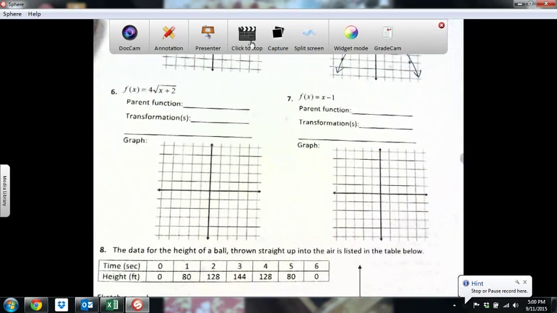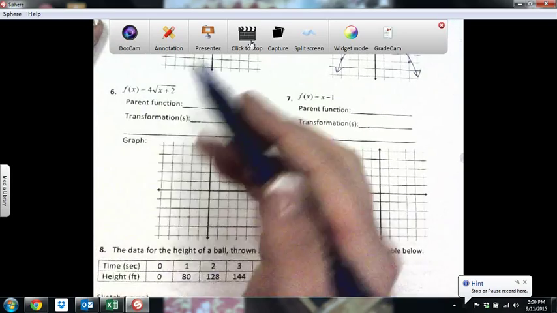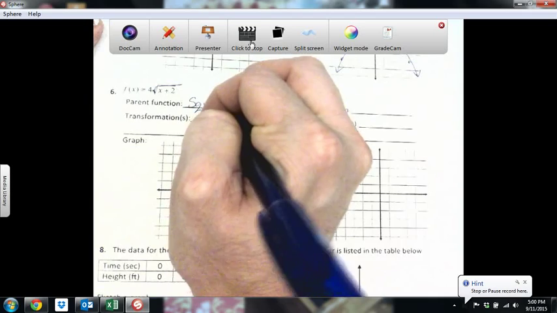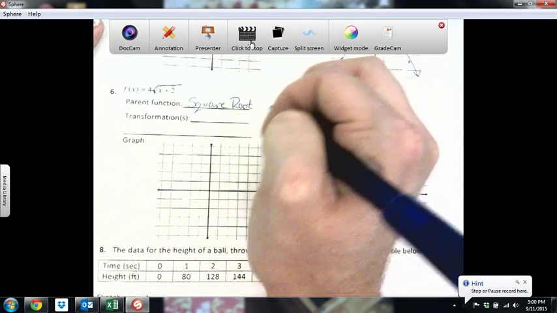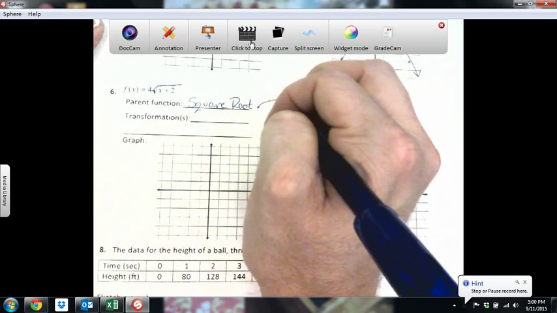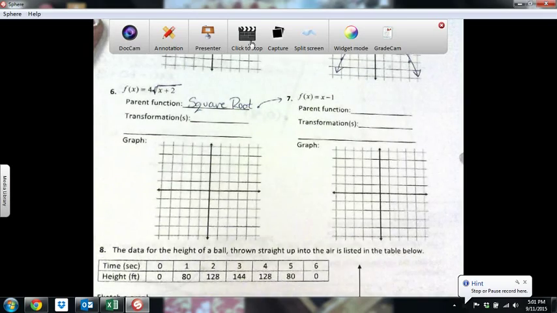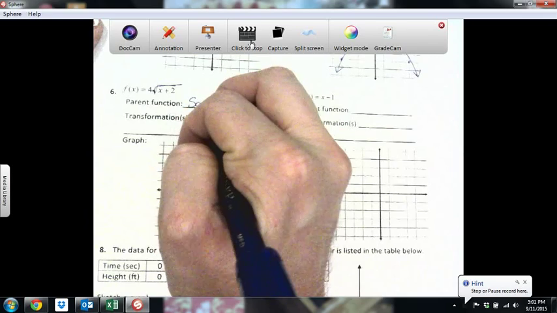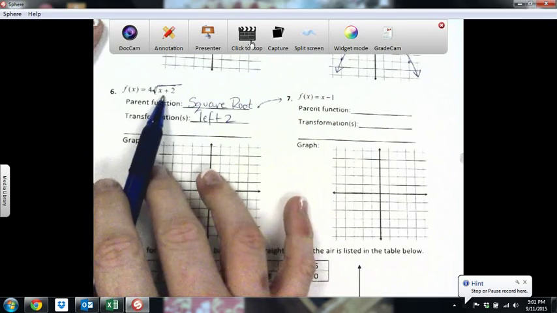For number 6, the parent function is square root. I know that that is going to be the function that looks like this, starts at 0, 0 and kind of goes up and to the right. But ours is being transformed again, so the first is that it's going to go left 2 because of the +2 inside.